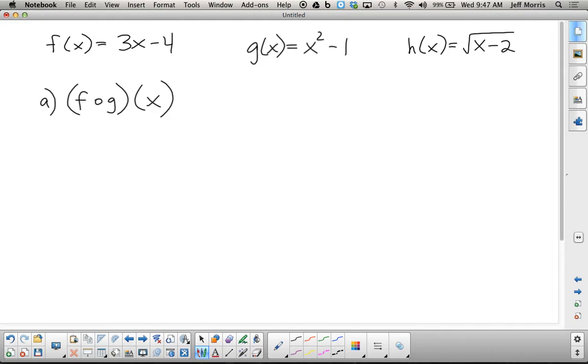Okay? f of g of x. What does f of g of x mean? What's the interpretation? It means take f and plug g into f. So it's f of g of x. Always interpret what it means. Don't leave it as f circle g. Okay? Write down, that means take f of g of x.